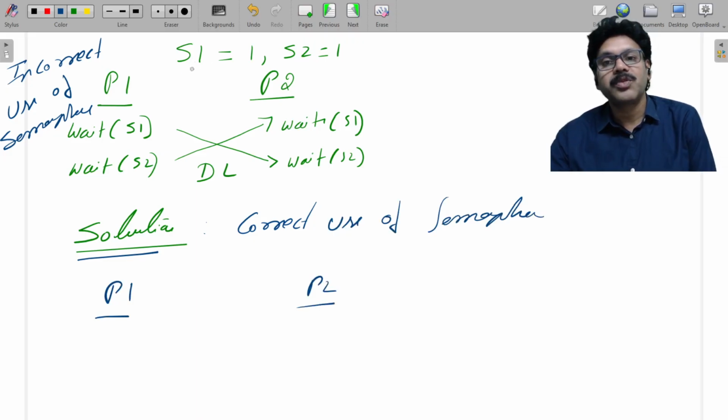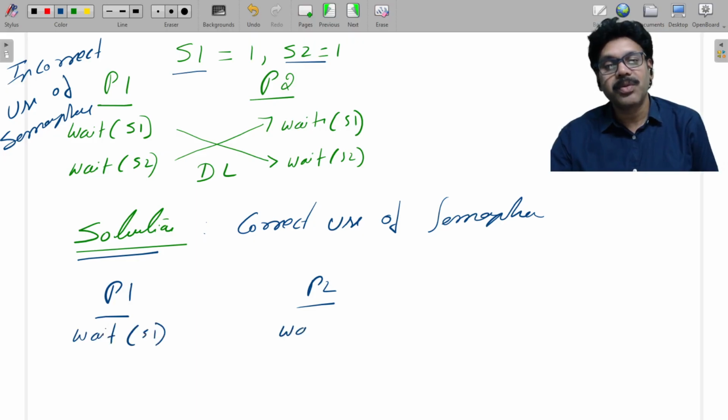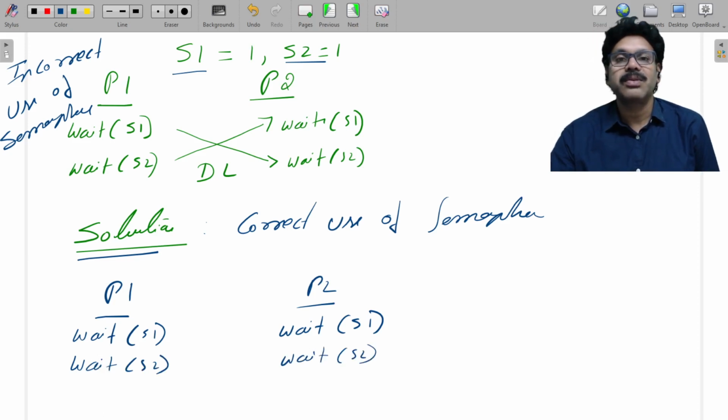There are two semaphores, S1 and S2. Both are supposed to target S1 first. Don't reverse it. So both use wait of S1, and after that, wait of S2. Here also it is supposed to be in ascending order, wait of S2.